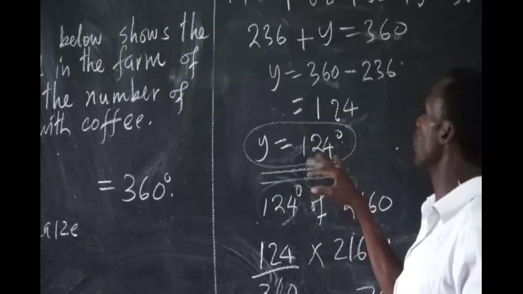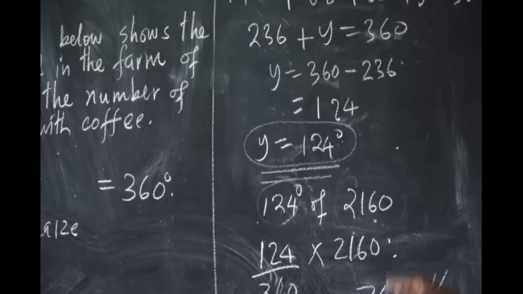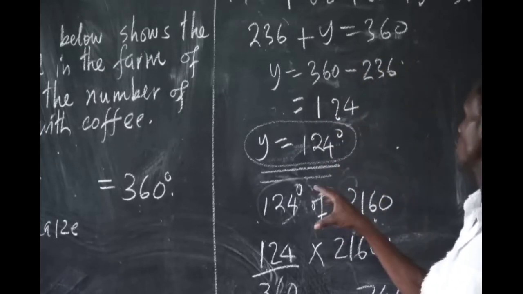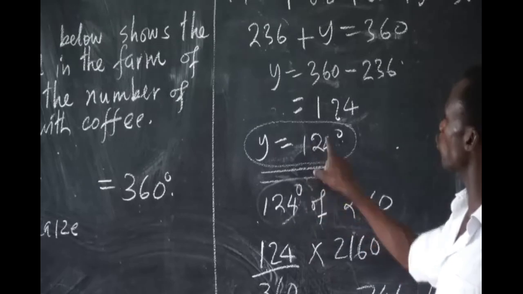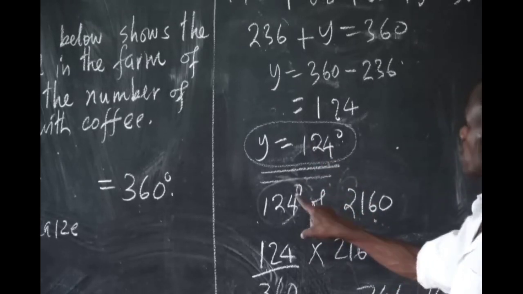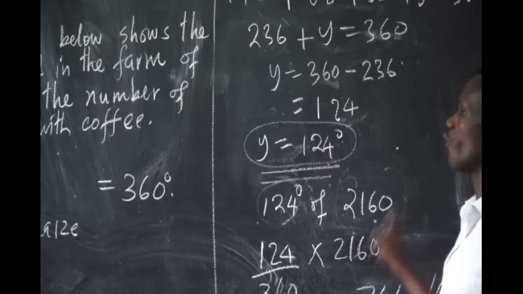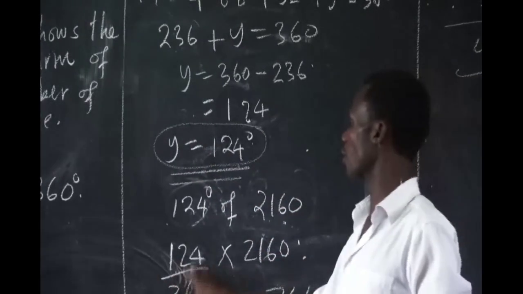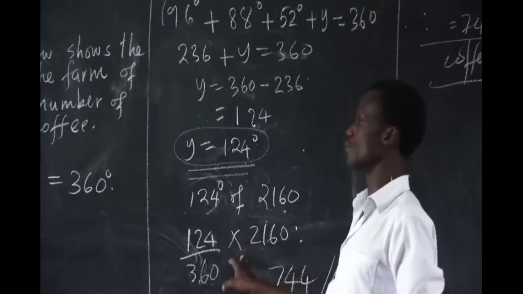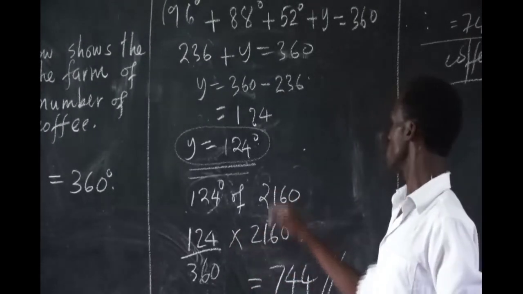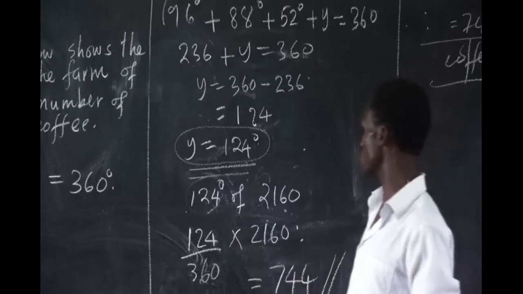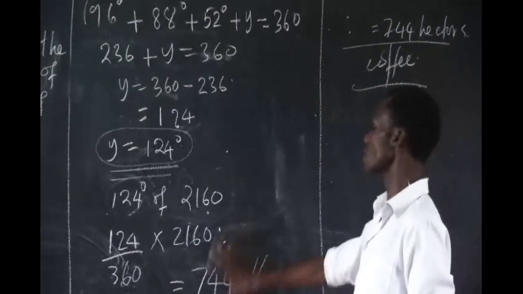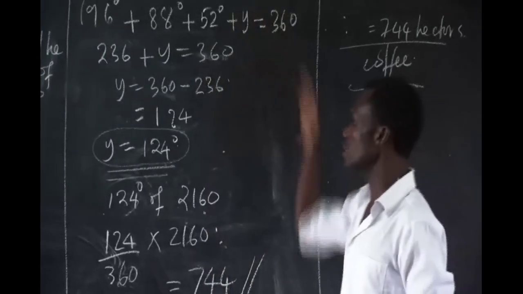But this is not the total number of hectares that we have planted with coffee. It is only the degree used to represent the portion of the coffee. This is out of 360, or out of the total number of hectares planted with all the crops that we have seen there. Now it is 124 over 360 times 2,160. When you find the portion, you find we have 744 hectares planted with coffee. This is how we conclude.